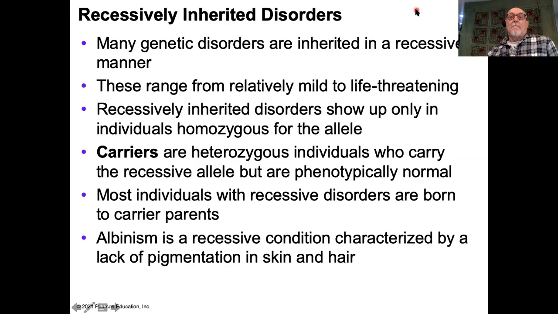So many genetic disorders are inherited as a recessive. And the reason for that is if they were inherited as dominant traits, it would be extremely damaging to the population.